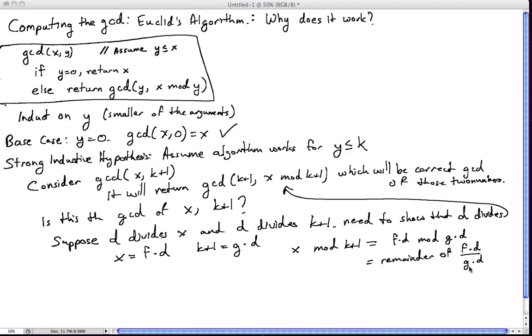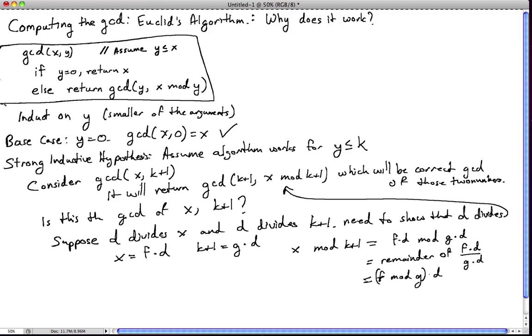Well, you can see everything here is in units of d. d is basically the unit here. So all that's happening here is a change of units. So what is the remainder of f times d after you divide by g times d? Well, that's just f mod g times d. So indeed, this shows that x mod k plus 1 is in fact a multiple of d.